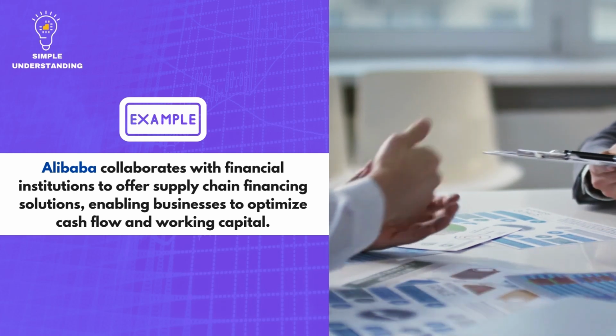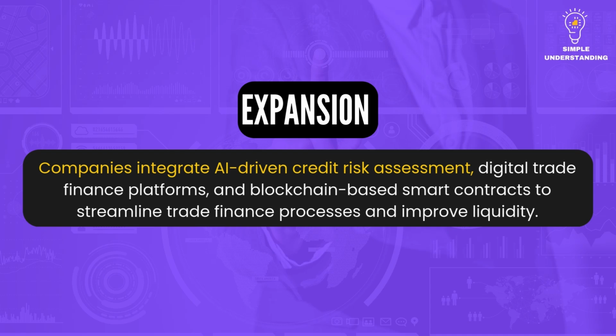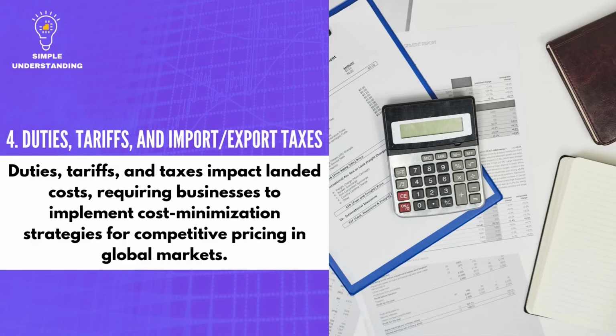and working capital. Expansion: companies integrate AI-driven credit risk assessment, digital trade finance platforms, and blockchain-based smart contracts to streamline trade finance processes and improve liquidity. 4. Duties, tariffs, and import-export taxes. Explanation: duties, tariffs, and taxes impact landed costs, requiring businesses to implement cost minimization strategies for competitive pricing in global markets.